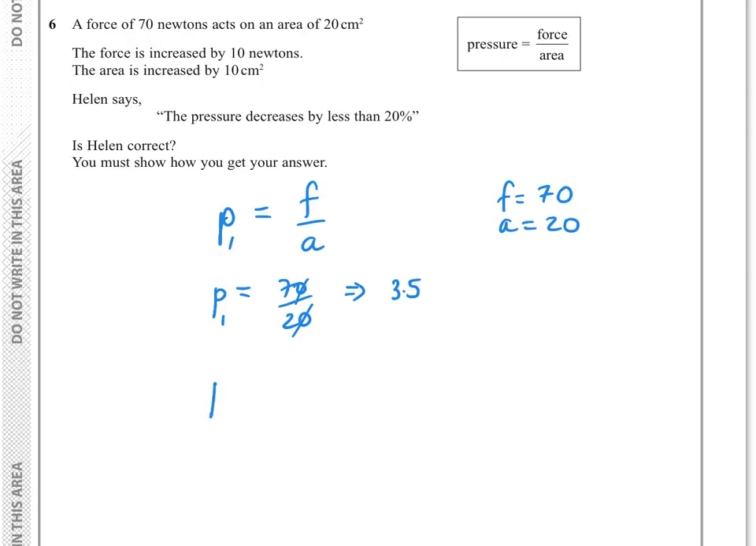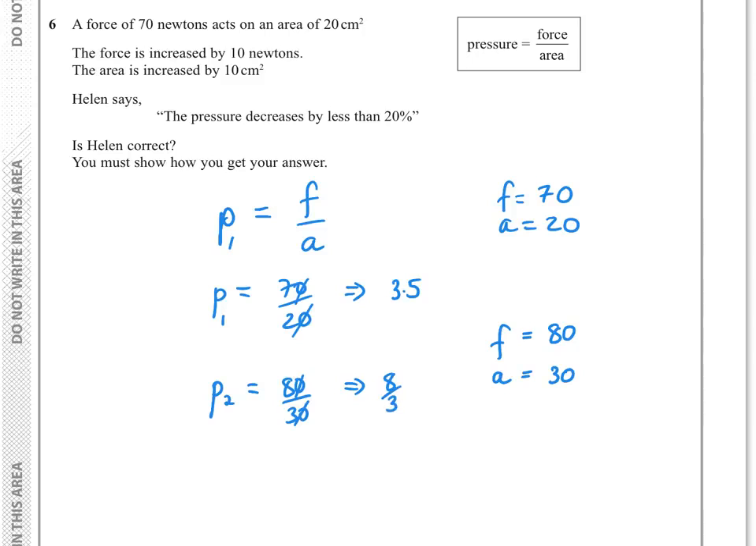It then says the force is increased by 10 newtons, and the area is increased by 10 centimetres squared. Okay, so the force will now be 80 newtons, and the area will now be 30 centimetres squared. So we'll have 80 over 30, which is just 8/3. We'll just leave it as that for now.